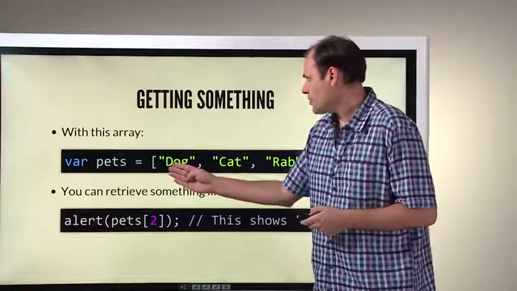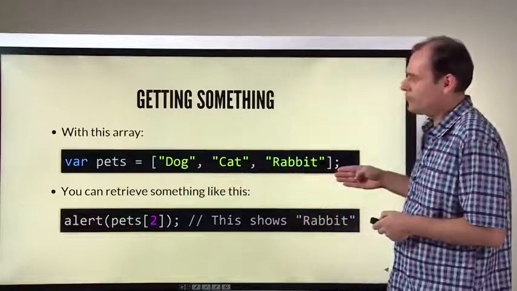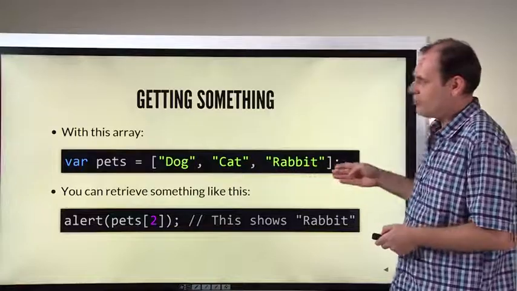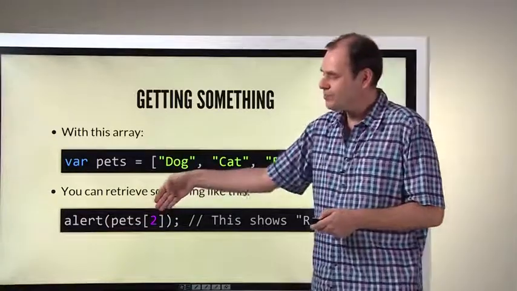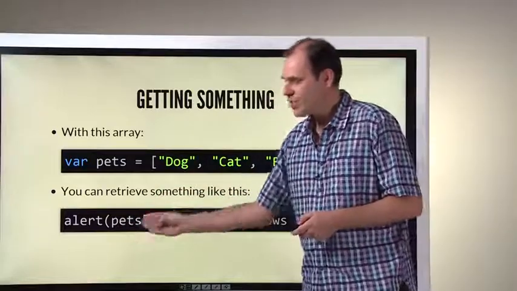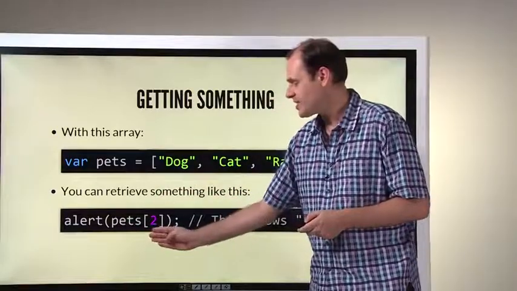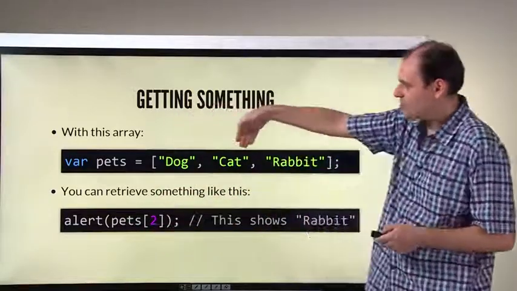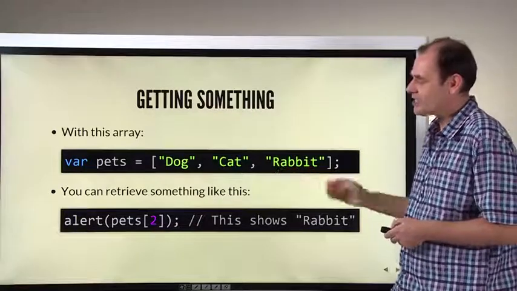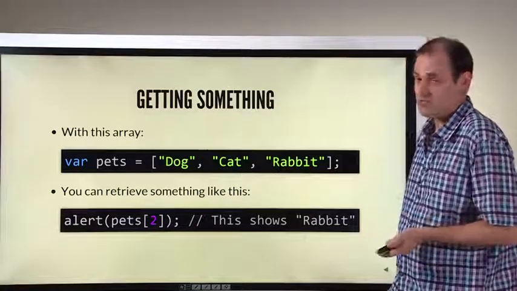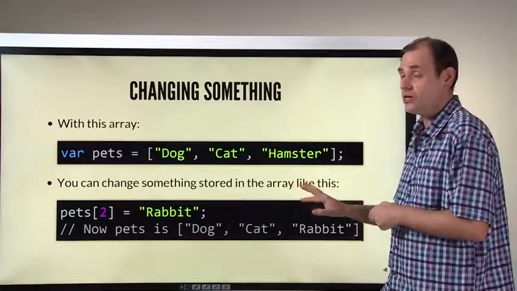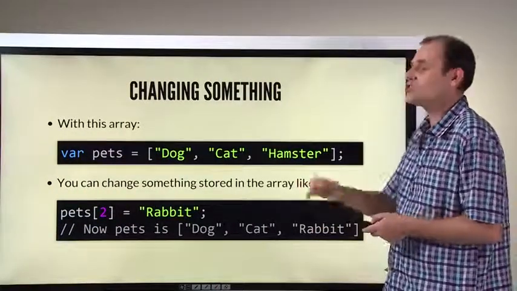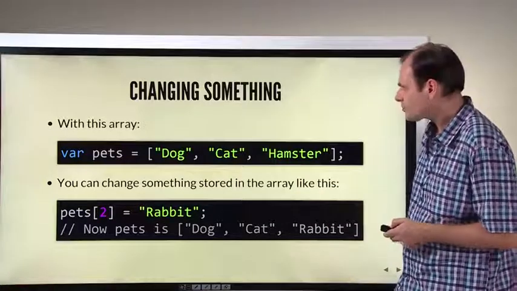So let's look at getting out of the array. So here's our example array with 3 elements. Let's extract item 2. So there's the name, square brackets, it has to be square brackets, item 2. Item 0, item 1, item 2, it will extract item 2, which is rabbit. So that's how you get something out of the array. It's still in the array, but that's how you extract it, so you know what it is.